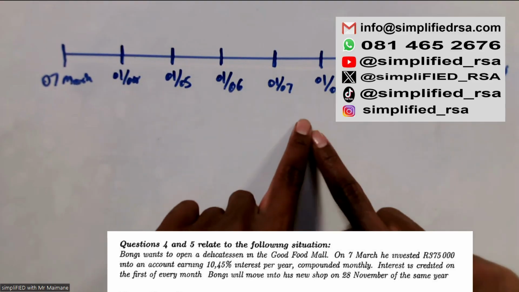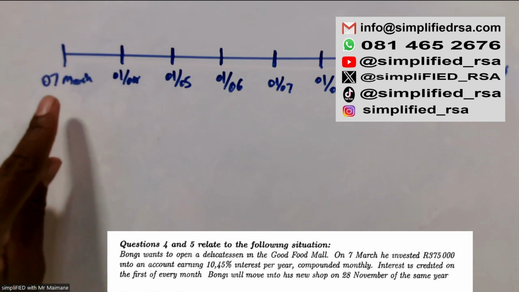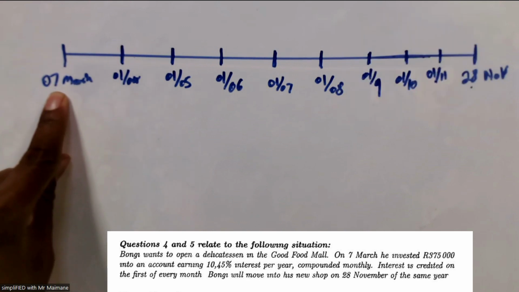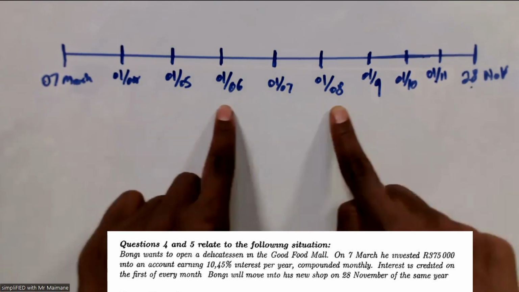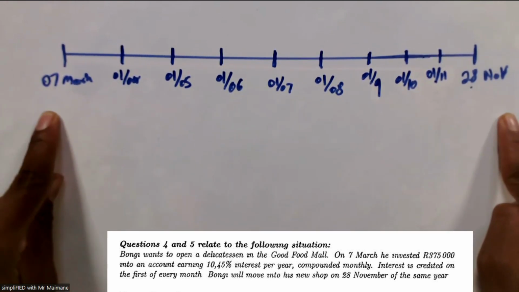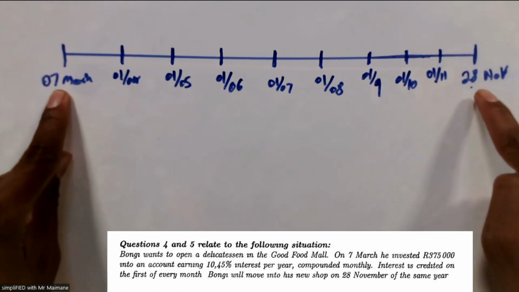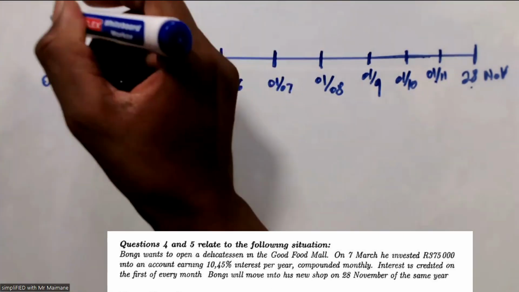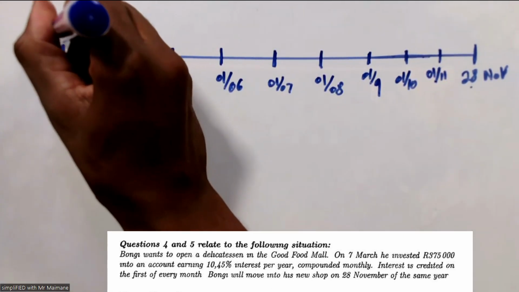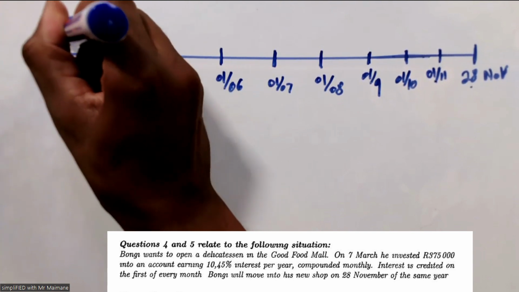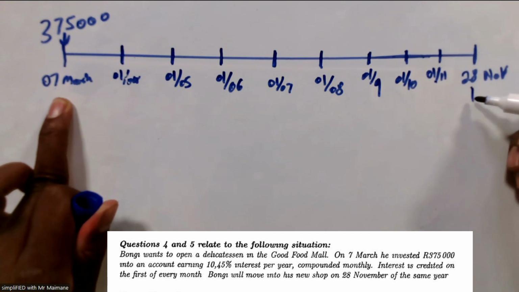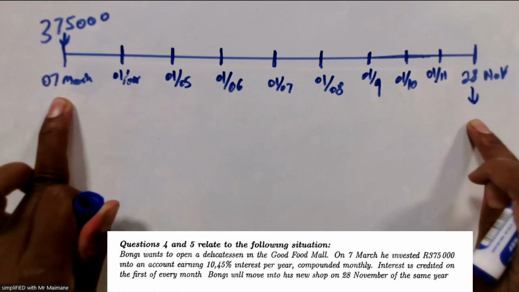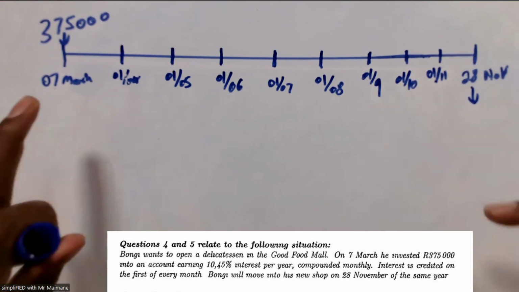Okay, just to understand our timeline, Bongi invested on the 7th of March, and then he will move to the shop on the 28th of November. However, the whole thing happens within the same year. So from the 7th of March till the 28th of November, Bongi invested 375,000. He puts the money down here, and then he will harvest the money back here. Like the money will mature, and you'll move back to the shop on the 28th.